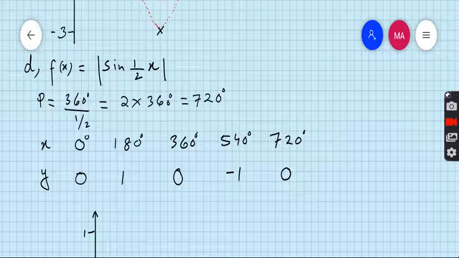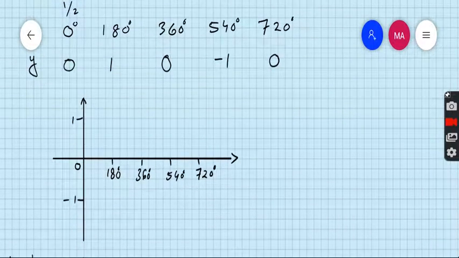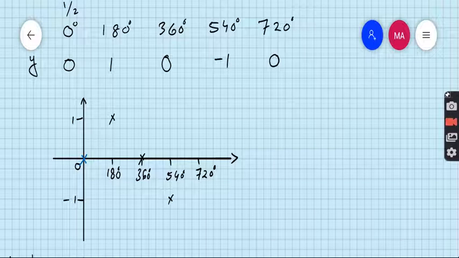Sine 1 upon 2 into 180 is 1. This is the calculator value. For 360 degrees, 0. For 540, minus 1. For 720, 0. So for 0, the answer is 0. For 180, the answer is 1. For 360, the answer is 0. For 540, the answer is minus 1. And for 720, the answer is 0.